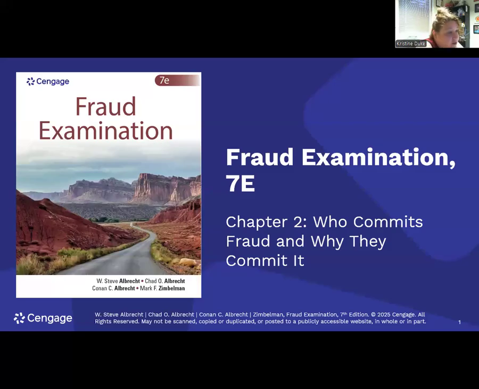Okay, so welcome to chapter 2. We're going to talk about who commits fraud and why they commit it. One of the things that I want to do is go through a PowerPoint that covers different fraud theories, trying to explain why fraud exists.